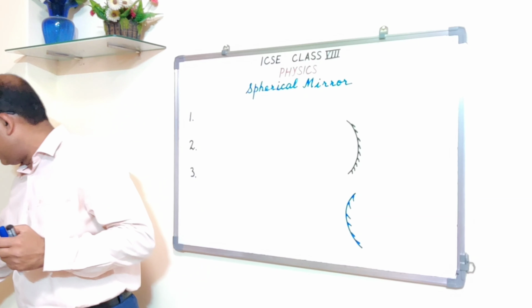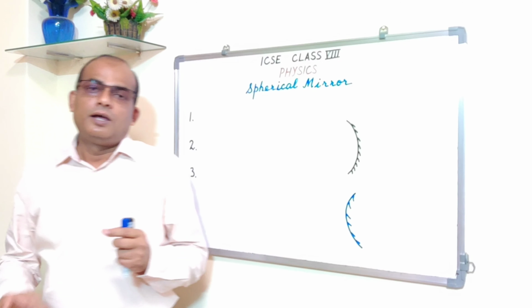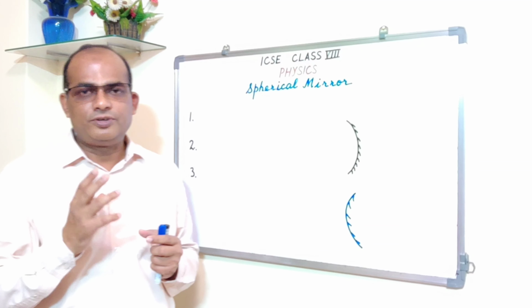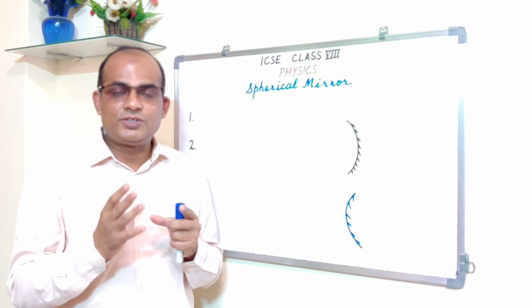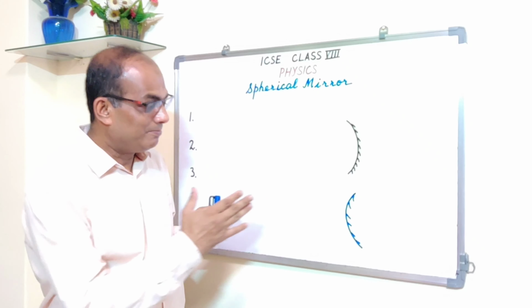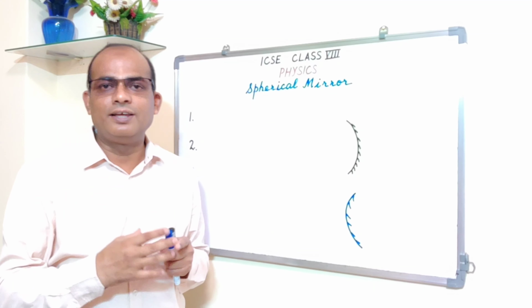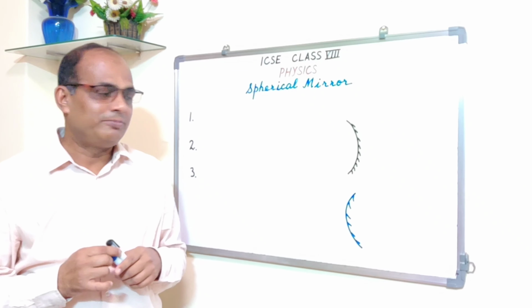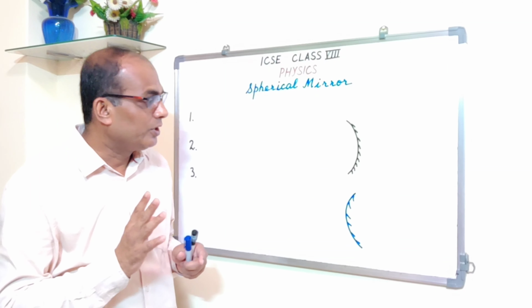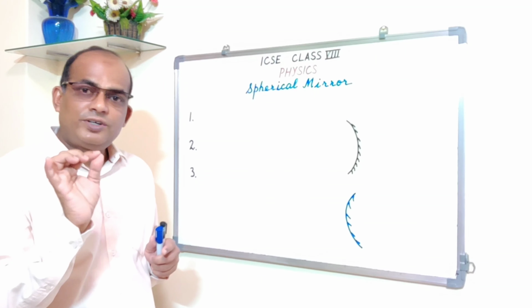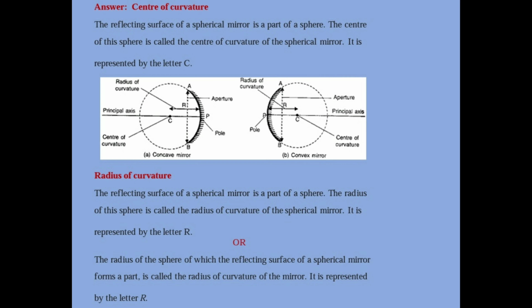There are different important terms. For example, the center of curvature, the radius of curvature, the pole of the spherical mirror, the aperture, and then the principal axis, focus, focal length, etc. So one by one, let's talk about these important terms. The first term is C, the center of curvature of the spherical mirror.